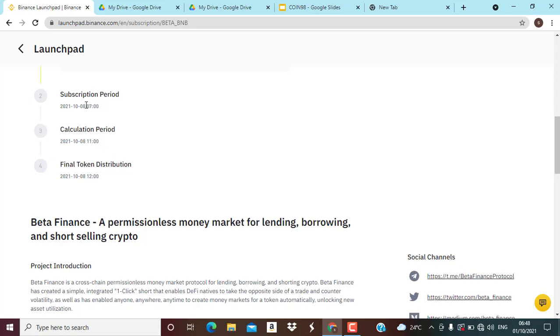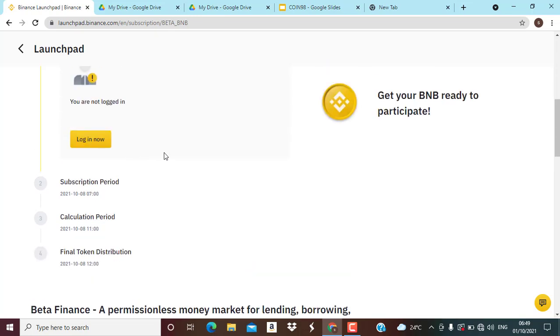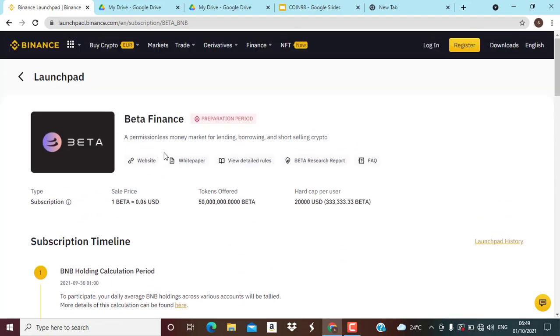And then after you subscribe, by 11 UTC on the 8th of October 2021, Binance will then do the calculation period. The calculation period is when Binance is going to calculate people that participate in the token, and then the final distribution period is where the token will be distributed and the token will reflect right in your spot wallet. So that is a breakdown of how you can participate on Binance Launchpad Beta Finance.